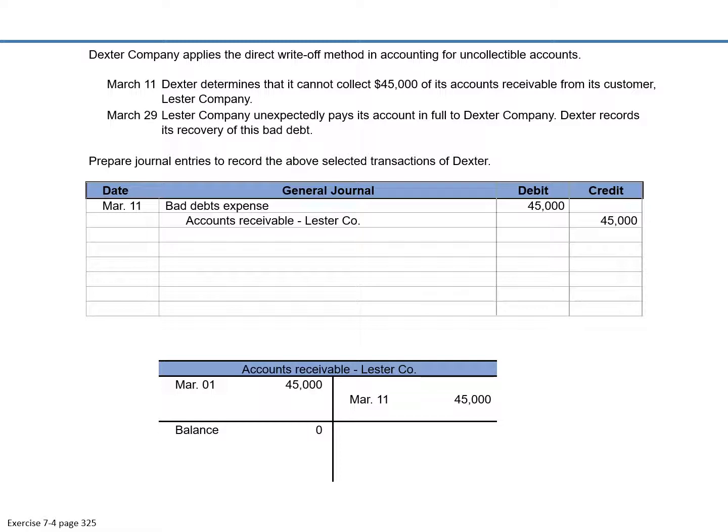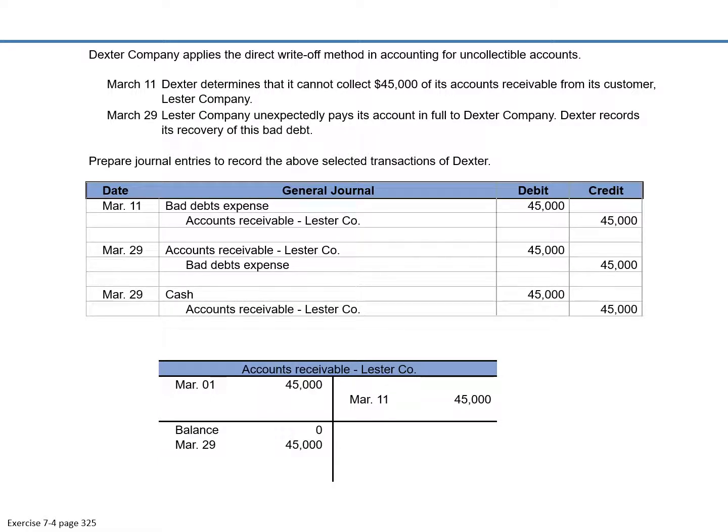Okay. Then Lester Company unexpectedly pays us the full balance. So we have to reverse the write-off first and then record the collection of the cash. So to reverse the write-off, we're going to put the account receivable back on our books. So we do that with a debit. We're going to reverse the bad debt expense with a credit. Then we're going to record the collection of the cash and the reduction of the receivable. Okay.